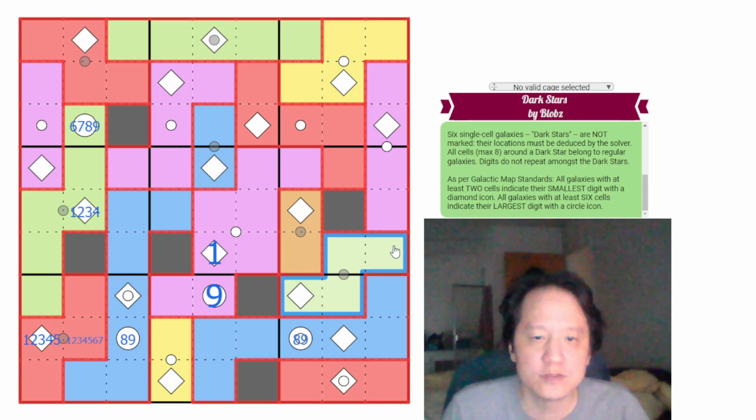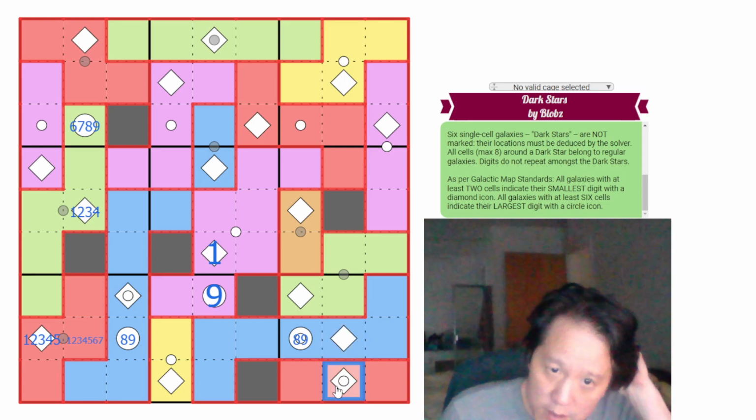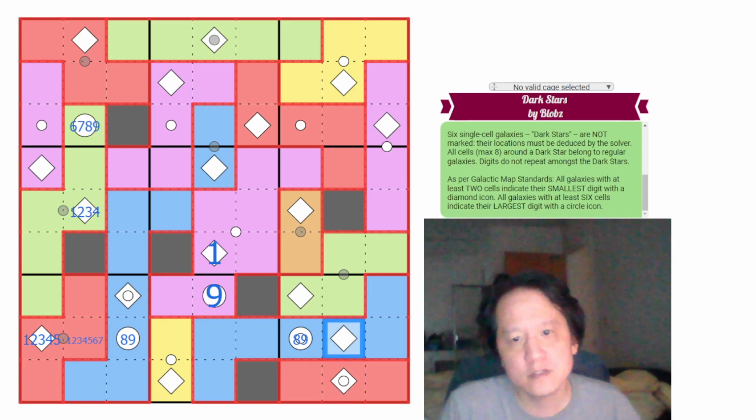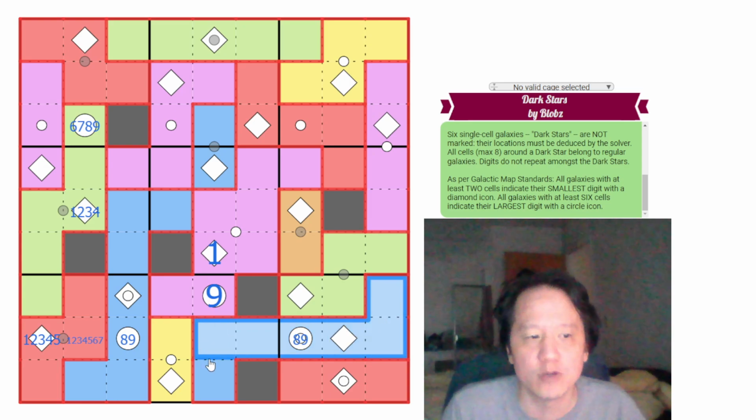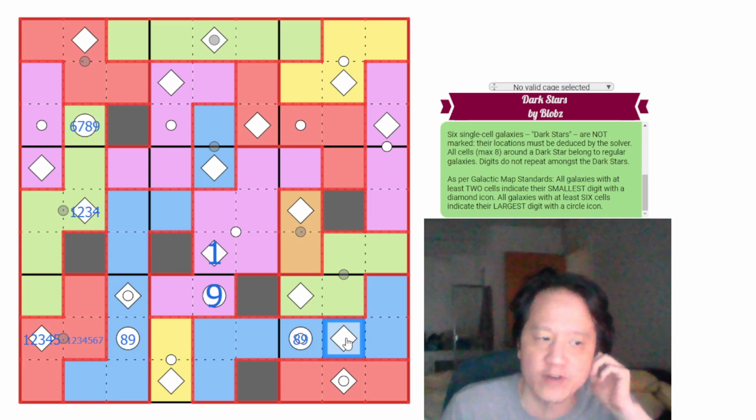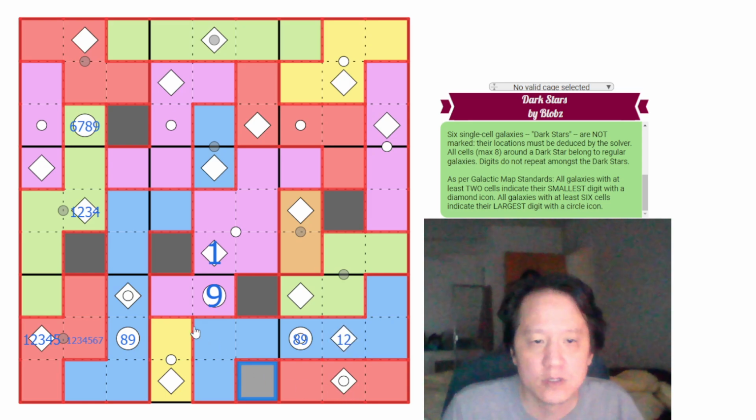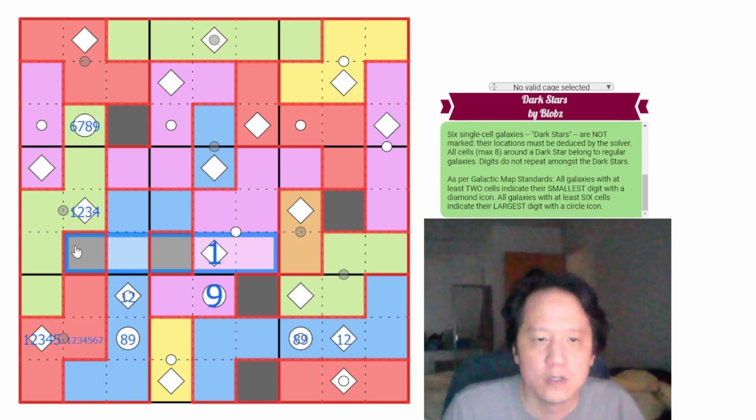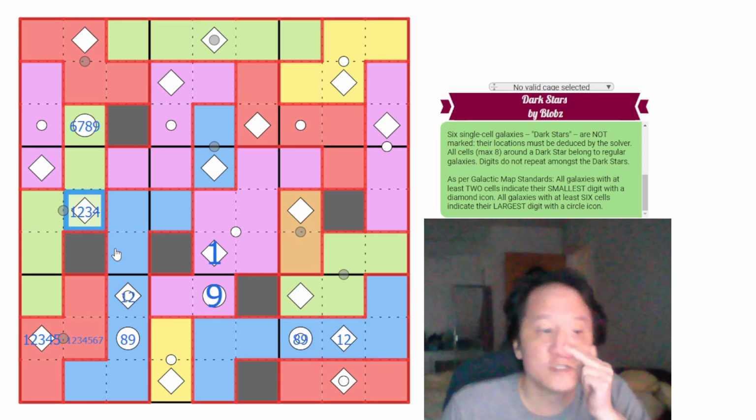Okay, this is Renban. Okay, so this is 8 through 9. This has to be 1 or 2. It cannot be 3 because if it were, it's not a Renban galaxy. If it were 3, it would be 3, 4, 5, 6, 7, 8, 9. So this is 1 or 2. This is 1 or 2. This is the smallest.